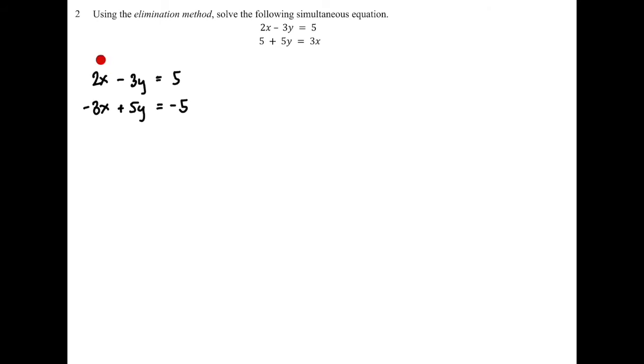So what should I do to get this x eliminated? I need to make them opposites of one another. This is 2x and this is negative 3x. So how do we find their opposites? Think of their LCM or opposites of their LCM. It's 6, right? So one is positive 6x and one is negative 6x.